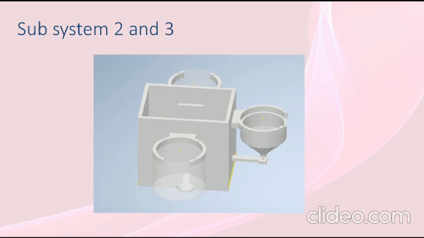Subsystem 2 and 3. Subsystem 2 is the seed dispenser and subsystem 3 is the soil dispenser. A slot has been made in the main hub to hold the container. The seed and soil are dispensed when the shaft opens and closes with the help of a servo motor.